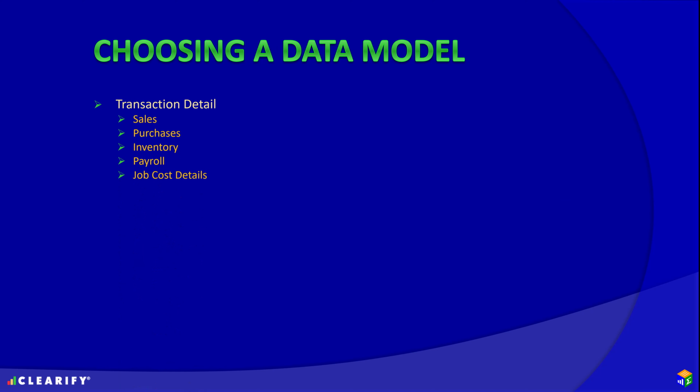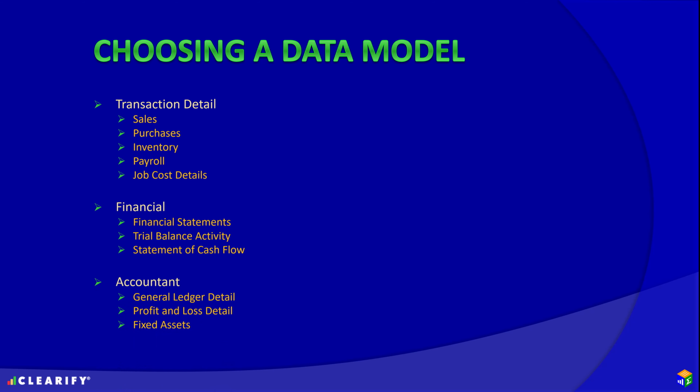Many are unique and all-encompassing, such as sales, purchases, inventory, payroll, and job cost. A good number of our data models deal with various options for financial statements and things like cash flow and trial balance activity. And some are accountant-based, such as general ledger detail, profit and loss detail, and fixed assets. There is a video link below where we discuss the data models in more detail.